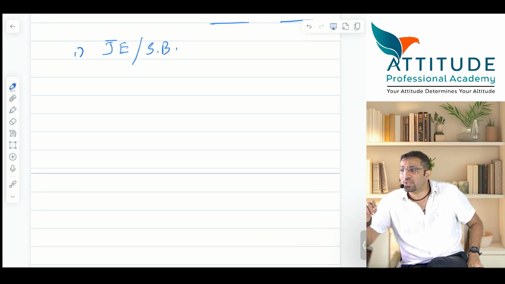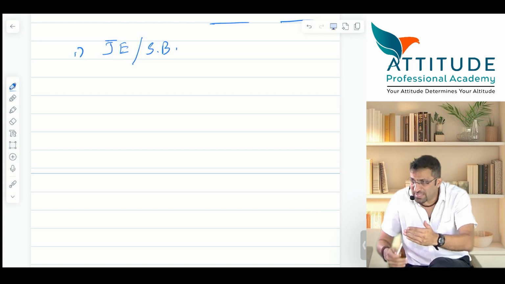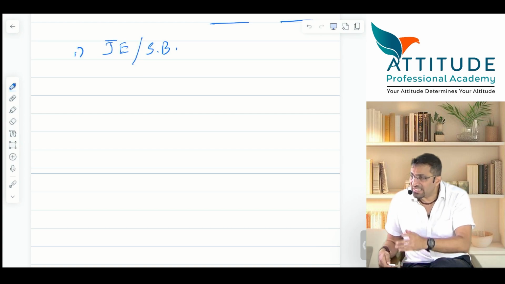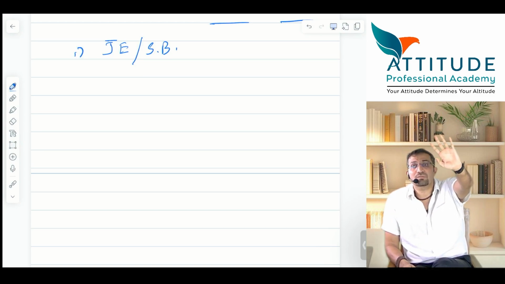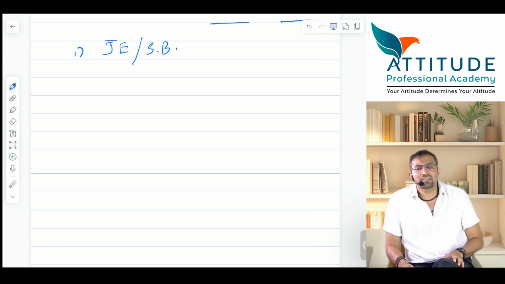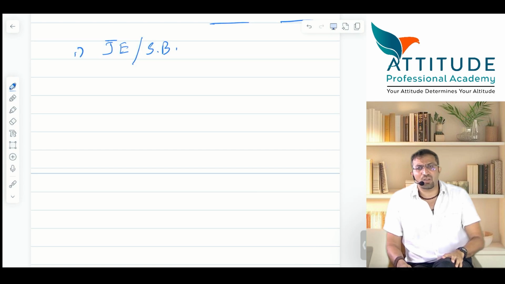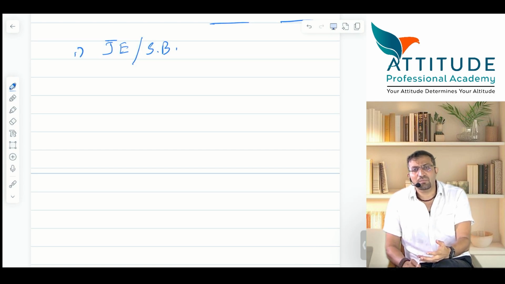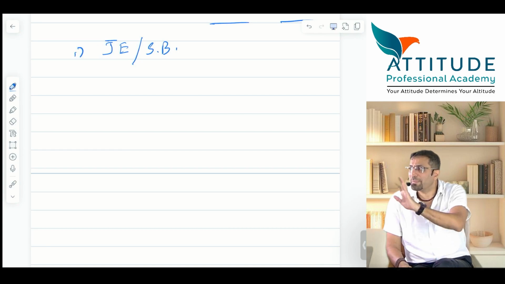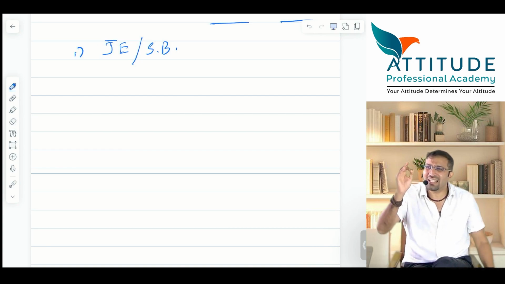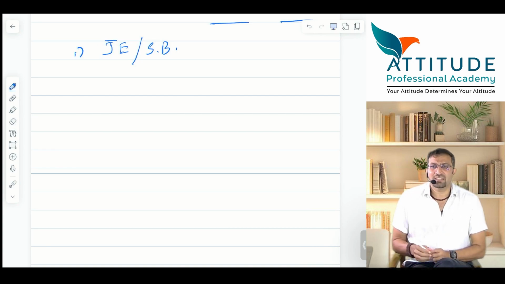And which accounts have to be closed? Nominal accounts have to be. If adjustments are there, first do the adjustments and then close the nominal accounts. Is that clear? If there are no adjustments, then close all the nominal accounts. You will get trading account, P&L account. Then close that also. Prepare what? Balance sheet. It is such a simple process.